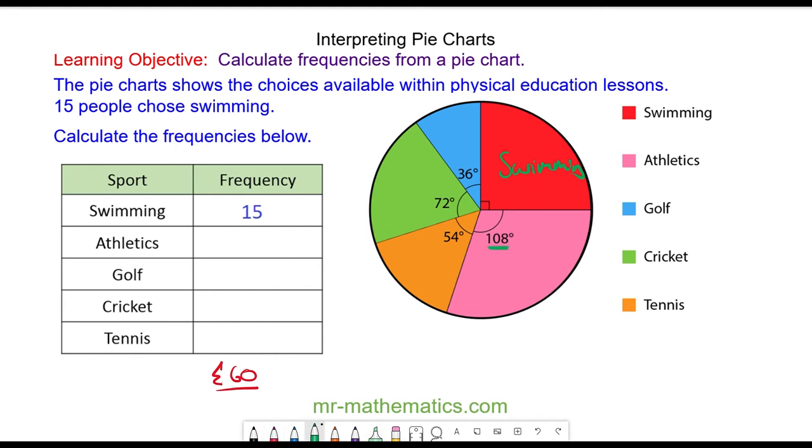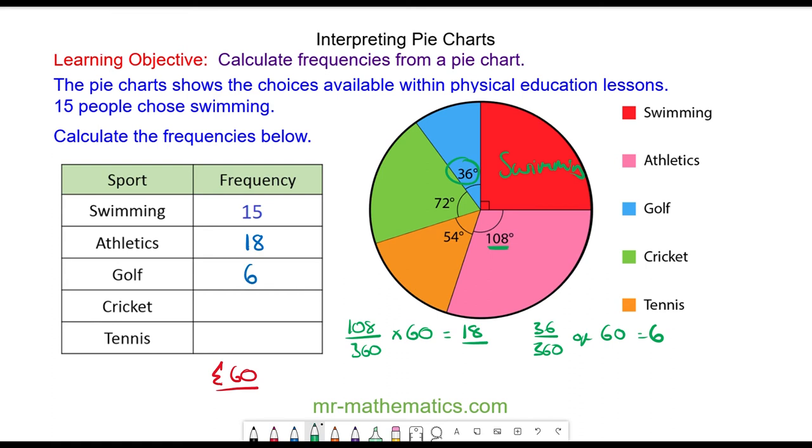For athletics, we have 108 degrees of the entire circle multiplied by our sample of 60. And this is 18 people. For golf, we can see 36 degrees out of, again, the entire circle of the sample, which is 60, which is 1/10 of 60, which is 6 people.